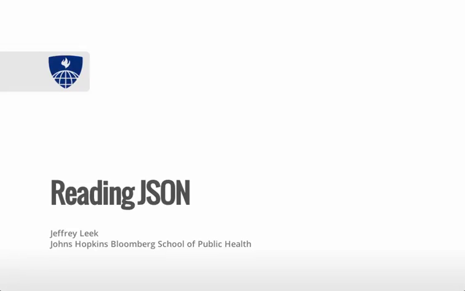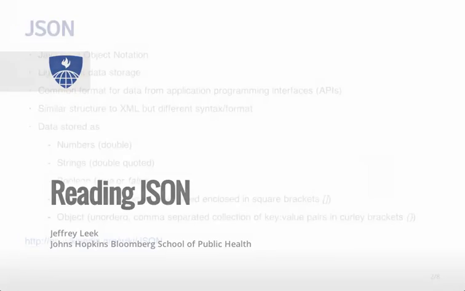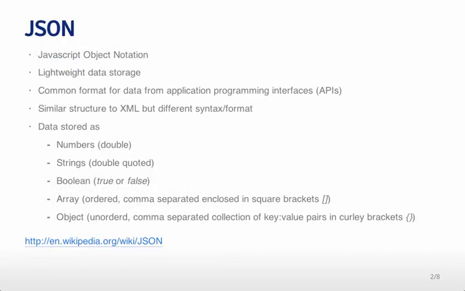This lecture is going to be about reading JSON. JSON is another file format that's a little bit similar to XML in the sense that it's structured, and it's also very commonly used on the internet. JSON is short for JavaScript Object Notation. It's lightweight for data storage, and so it's very common in application programming interfaces, which are ways that you can programmatically access the data for companies like Twitter or Facebook through URLs.